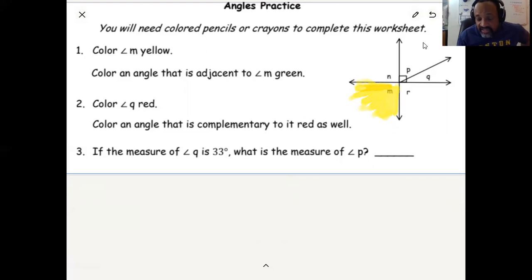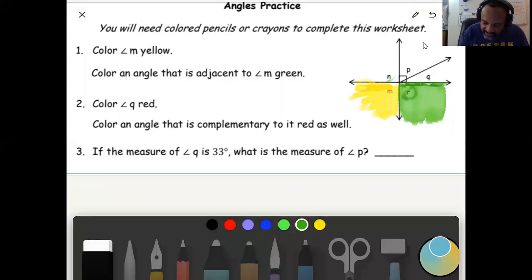Now it says color an angle that is adjacent to M, and they want us to color it green. Now, since the angle M has two sides, there are potentially two adjacent angles. We could look at N, that could be considered adjacent, and we could look at R. Either one of those angles is considered adjacent to M. So let's color in this one. Let's color in R. We'll make R the adjacent angle. So I'm coloring this in. They want it to be green. Let me just get this little piece here. All right, so that's green. And let me get rid of this.